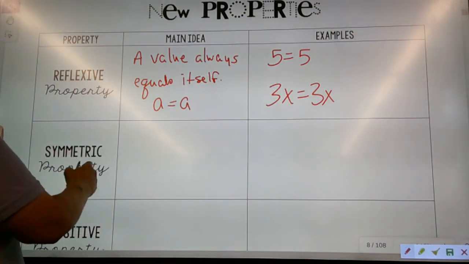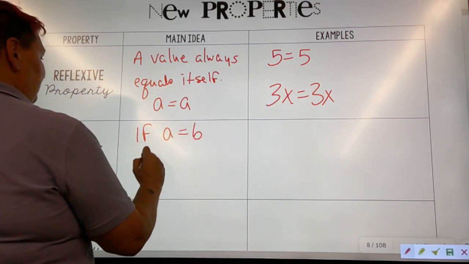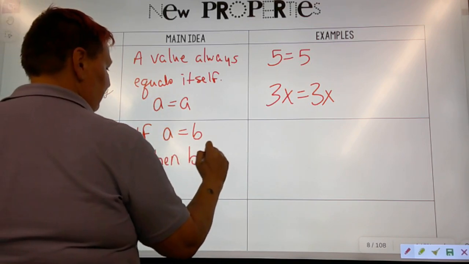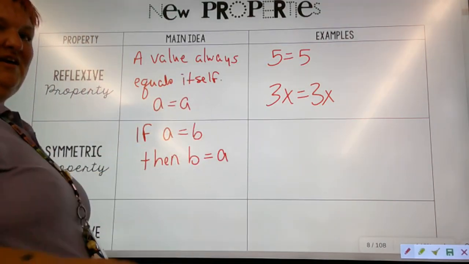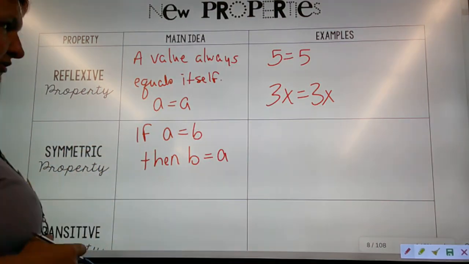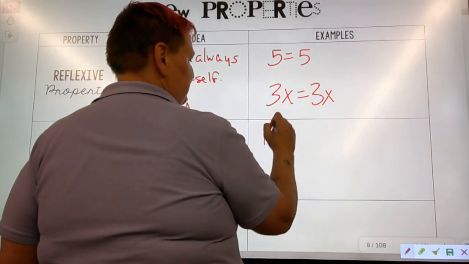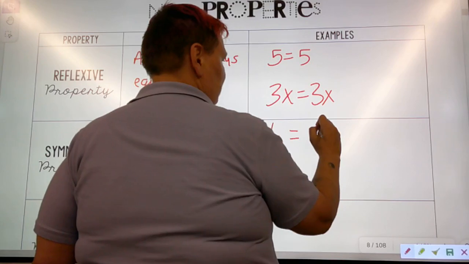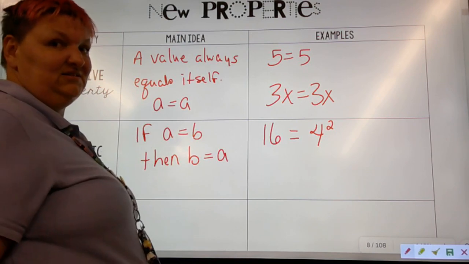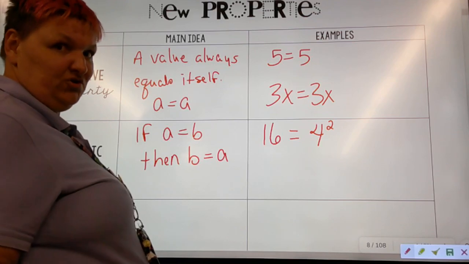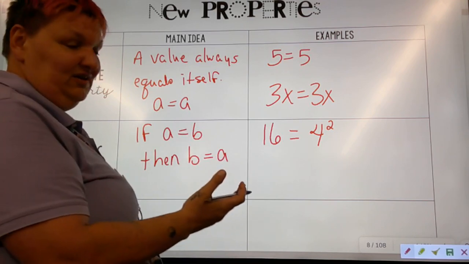And then symmetric property says if A equals B, then B must also equal A. What does this mean? It's similar to reflexive in that they hold the same value, but it's different in that they can look different. So suppose you have 16 is equal to 4 squared. They are equal. They are both 16. They're symmetrical. If you put them on a balance scale, they will balance out because they're both 16. They're just not identical.